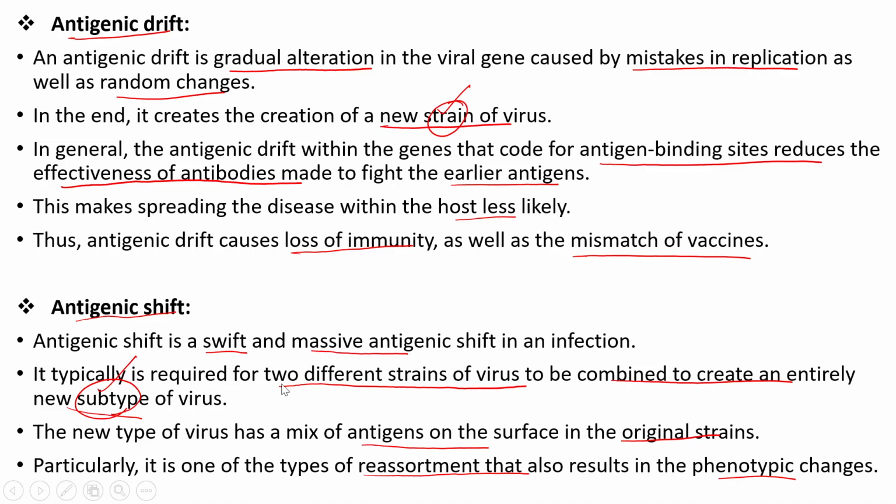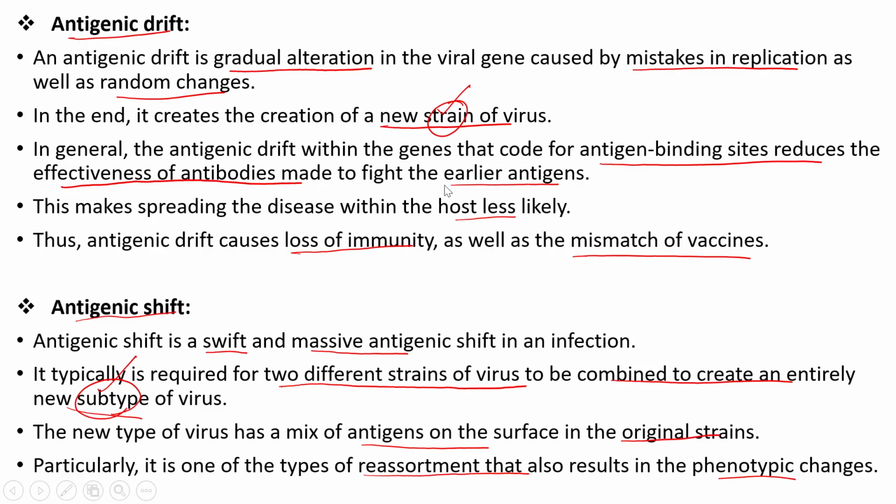Typically, it is required for two different strains of virus to be combined to create an entirely new subtype that is completely different from both initial virus 1 and virus 2. And a new type of virus has a mix of antigens on the surface of the original strains. There will be two different categories of antigens on the surface.